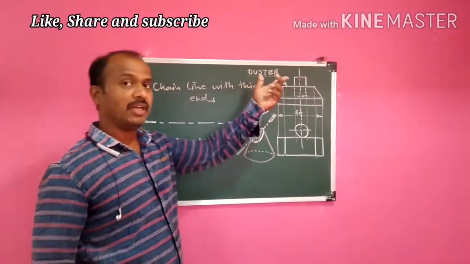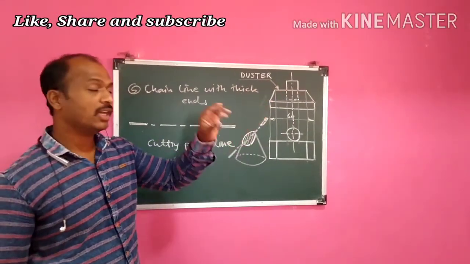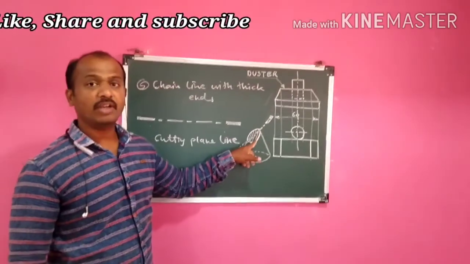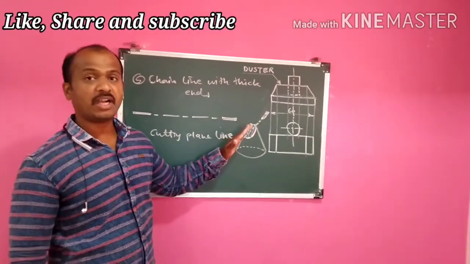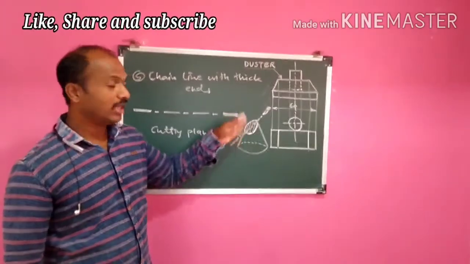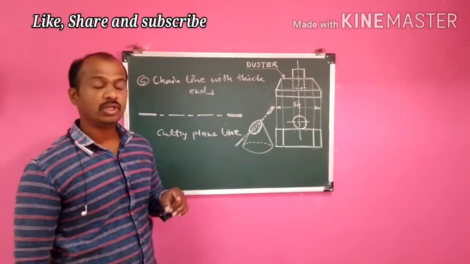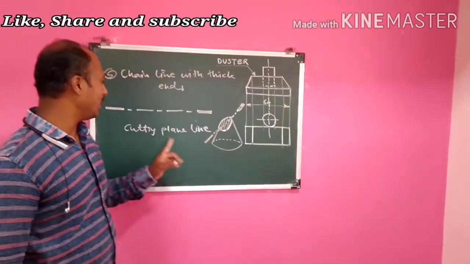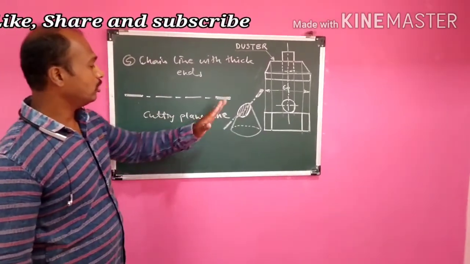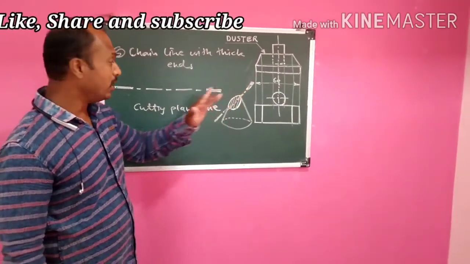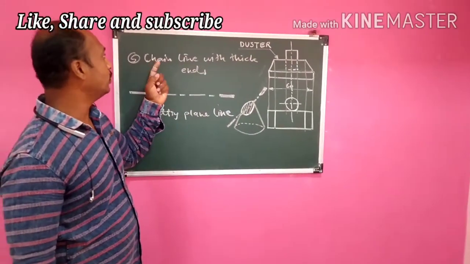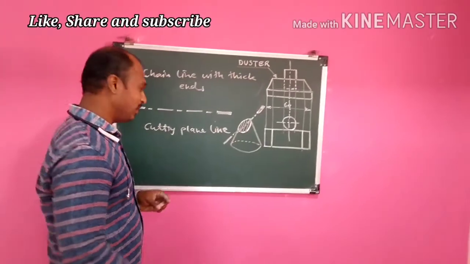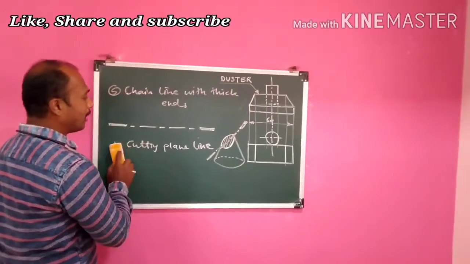In the earlier type of line, the continuous thin line, there is one use for the hatching line. This is the hatching line. Where to draw that? When an object is cut from somewhere and we draw its section, there we use the hatching line. So this is the hatching line and this is the cutting plane line, and the cutting plane line is used to show that the object is cut from here, and for the cutting plane line we use the chain line with thick ends. Okay, this is the fifth type of line.